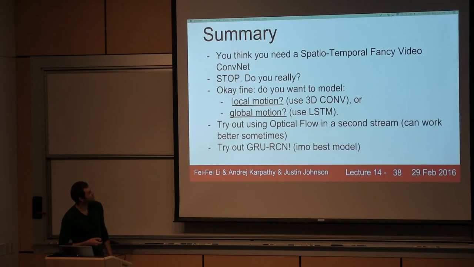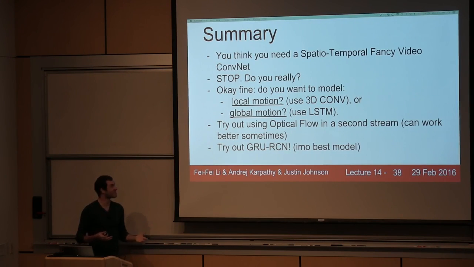So in summary, if you'd like to use spatiotemporal convolutional networks in your projects, and you're very excited because you have videos, the first thing you should do is stop, and you should think about whether or not you really need to process local motion or global motion, or if motion is really important to your classification task.